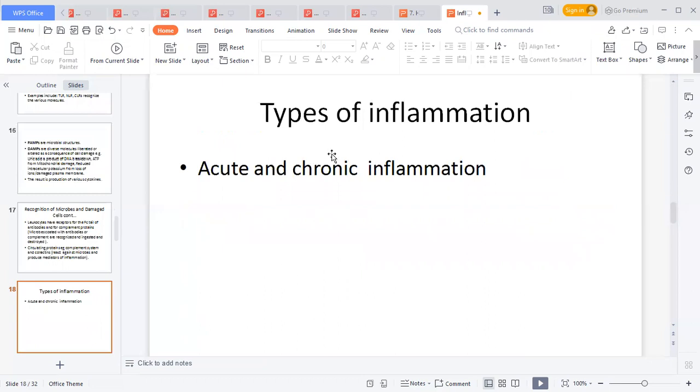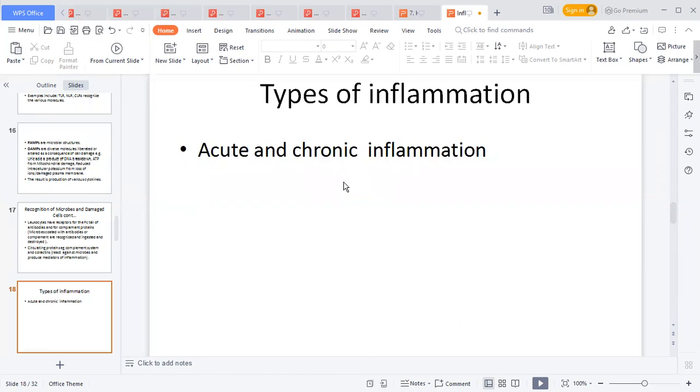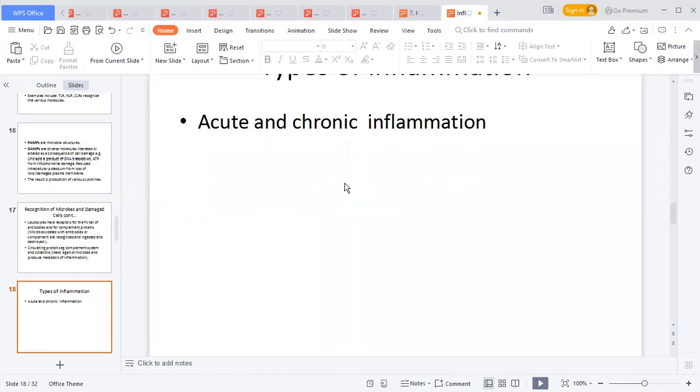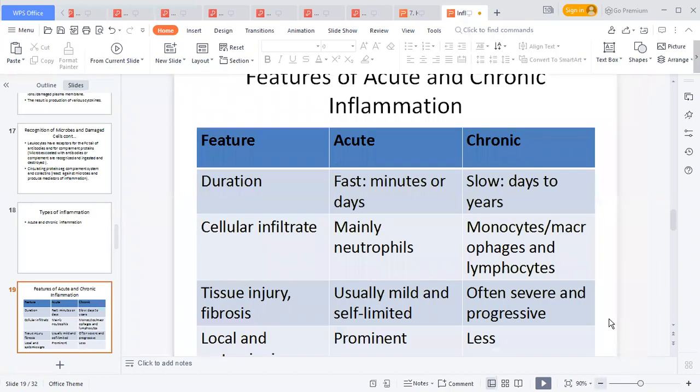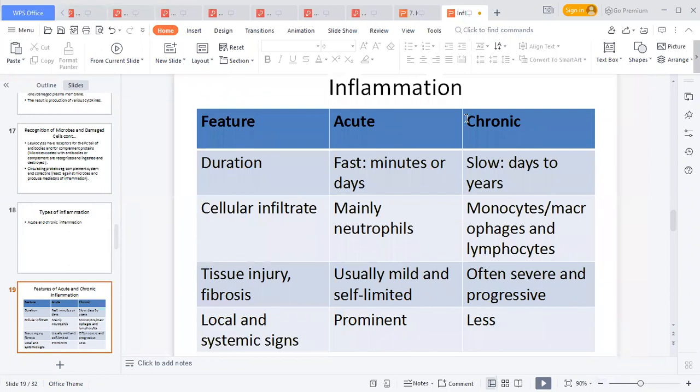Types of inflammation. We've got acute and chronic inflammation. Please know the differences between the two. These are the features. How do we differentiate them? This one is also a potential question. So, acute and chronic, these are two types of inflammation.